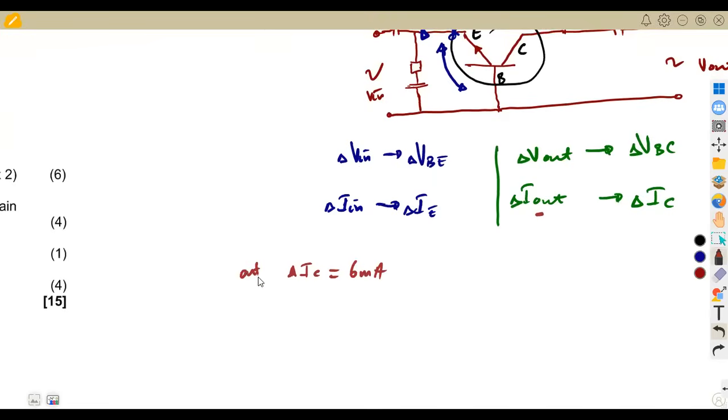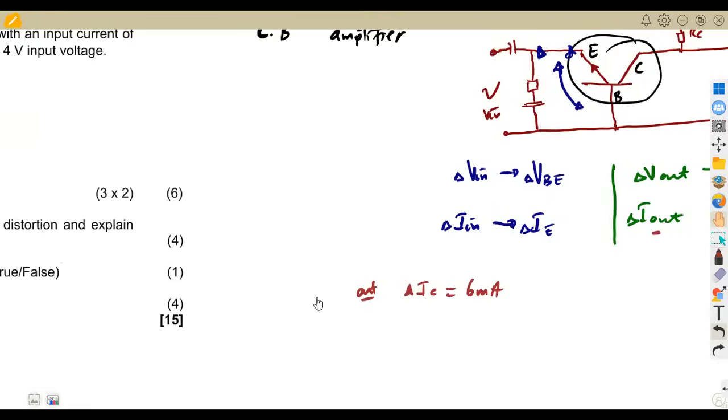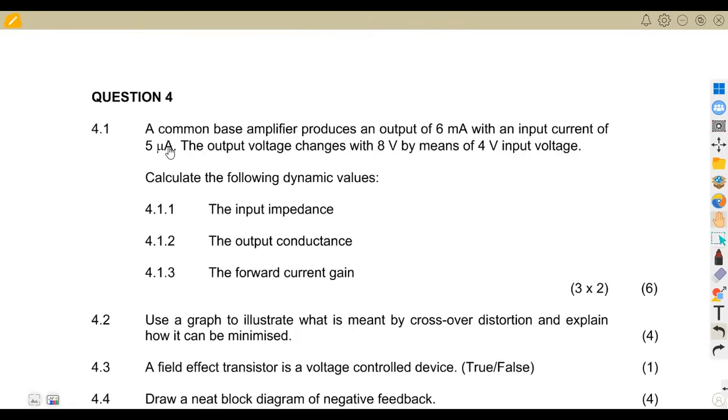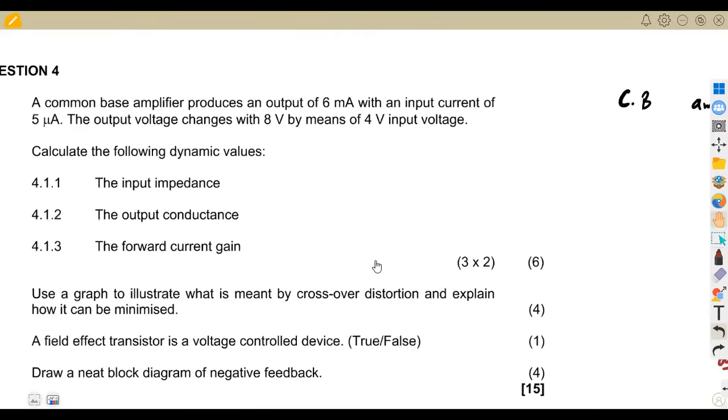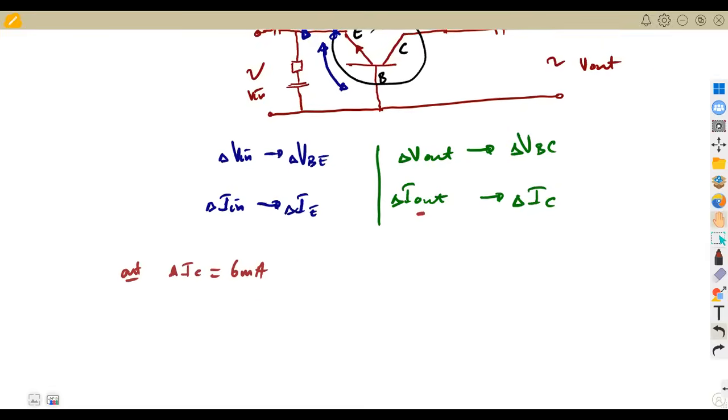So this is for the output, taken from the input of 5 microamps, the input current being 5 microamps. The input current, I said, is the emitter current. So you're given the change in emitter current, which is 5 microamps. This is for the input.